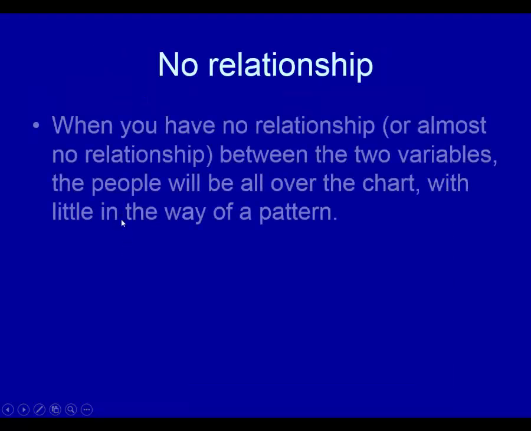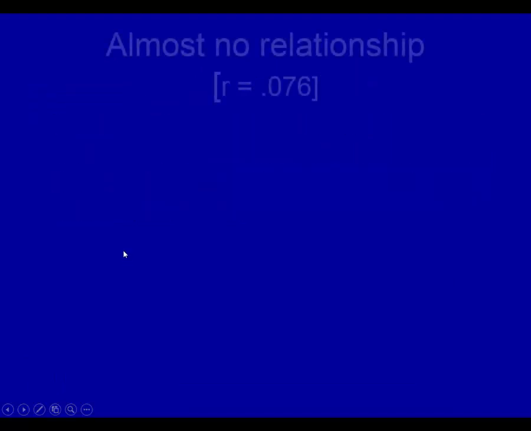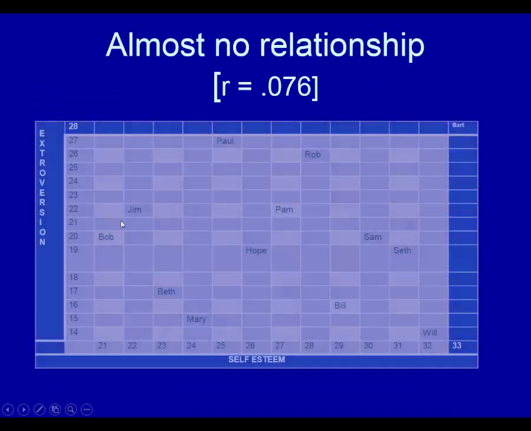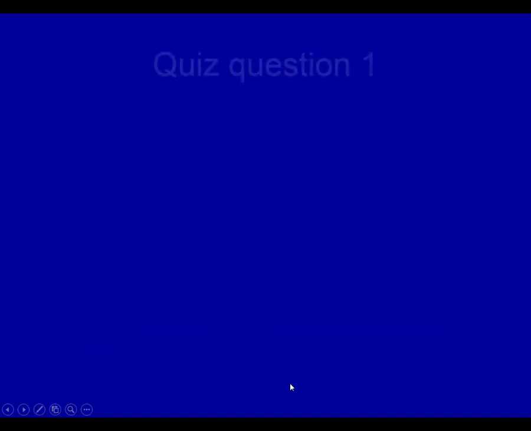No relationship. When you have no relationship, the data is all over the place. Here is an example. As you can see, there's no strong pattern there in that particular data.